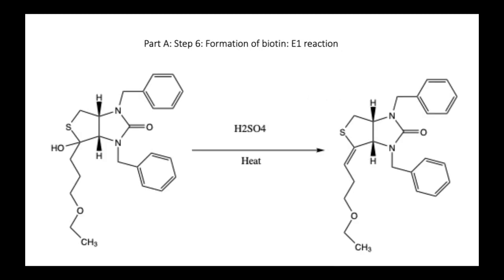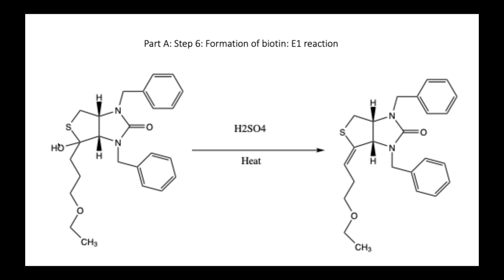So next we'll be looking at still the formation of biotin, but this is step 6 in that reaction, and this is a unimolecular elimination reaction, also known as an E1 reaction. All nucleophiles are potential bases, and all bases are potential nucleophiles. Substitution and elimination reactions are always in competition with one another. Different factors can affect which type of reaction is favored. Sulfuric acid over here acts as an acid, making this an elimination reaction.